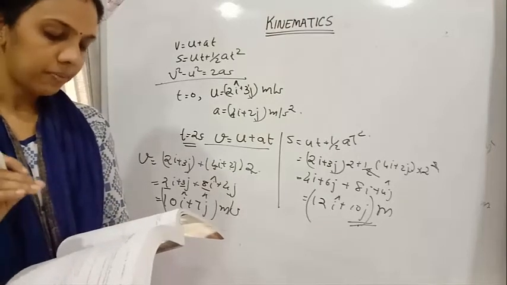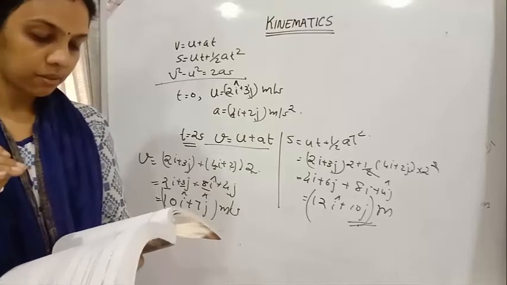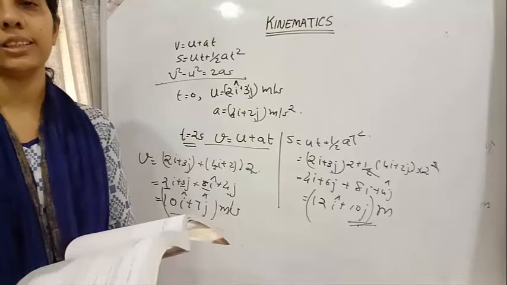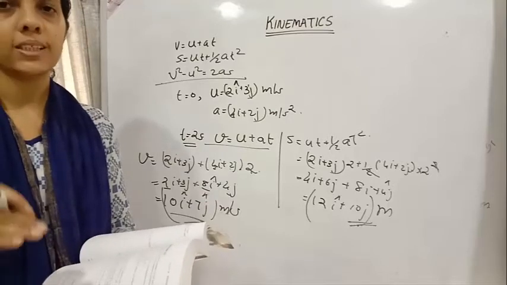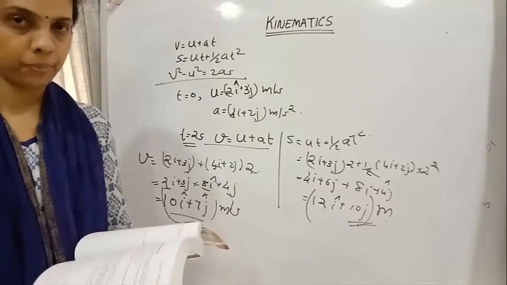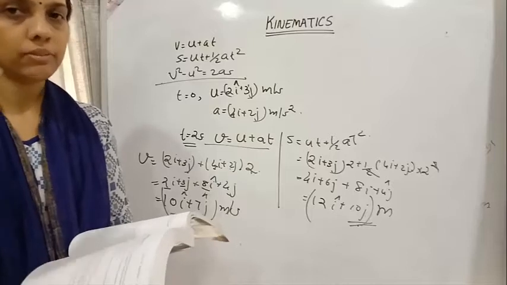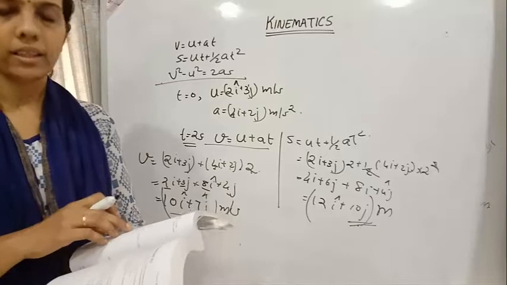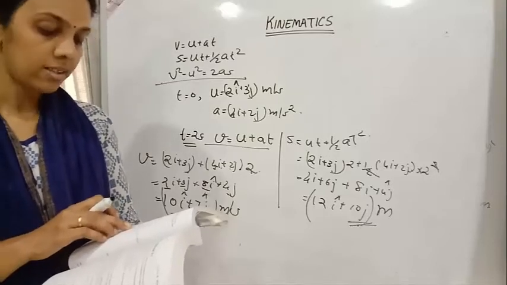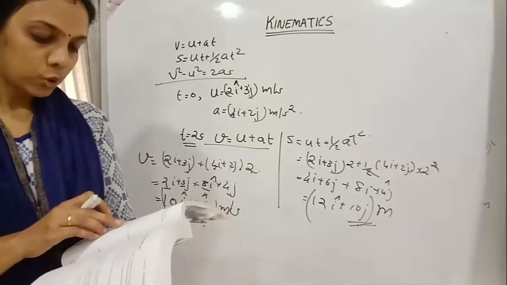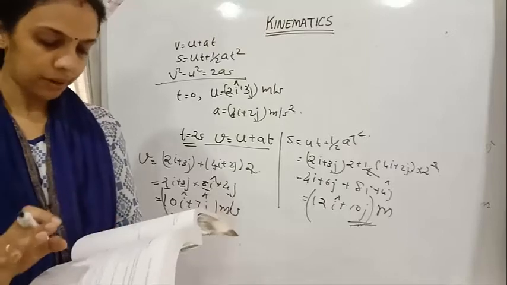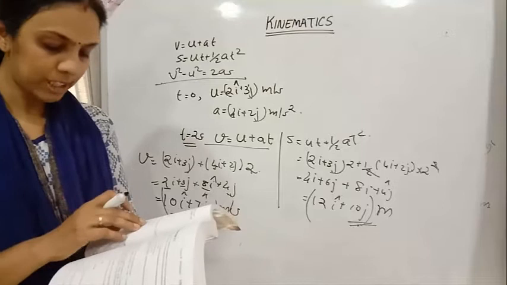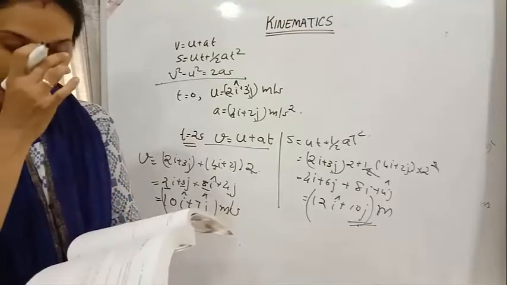When we started, the velocity of the particle is given as 2t i cap plus 3t square j cap. That is, velocity is changing with respect to time. At time t equals 0, the particle starts from the coordinates 2 meter, 4 meter, it is given. Initially, the particle's position is given as 2 meter, 4 meter.